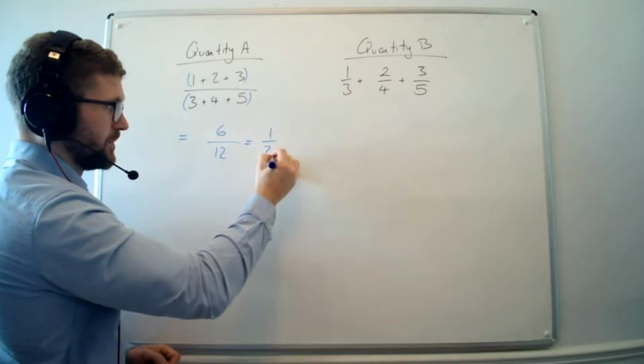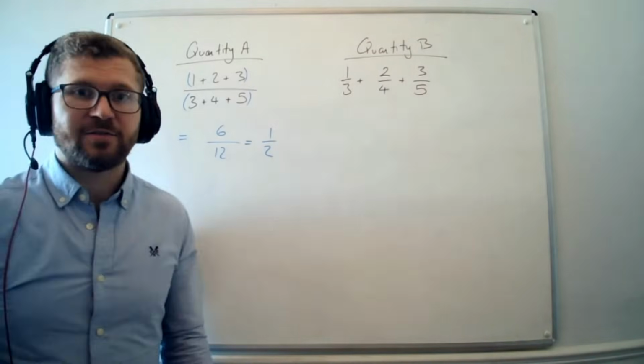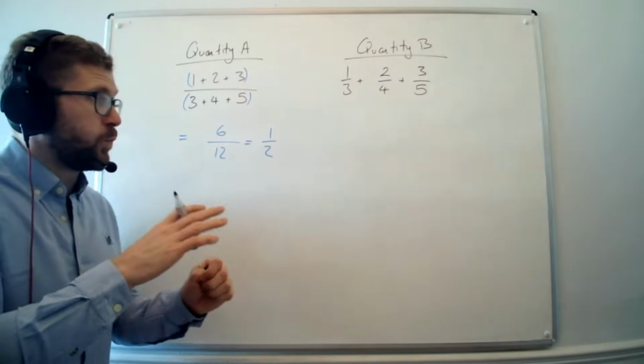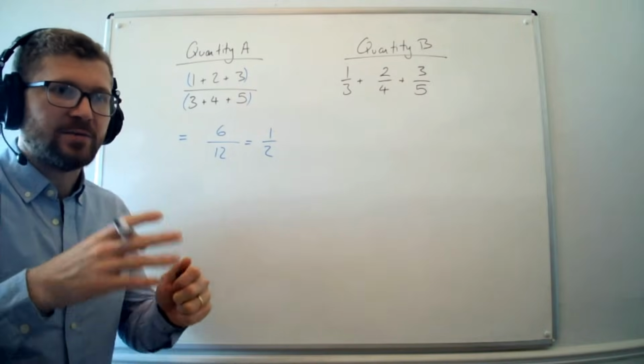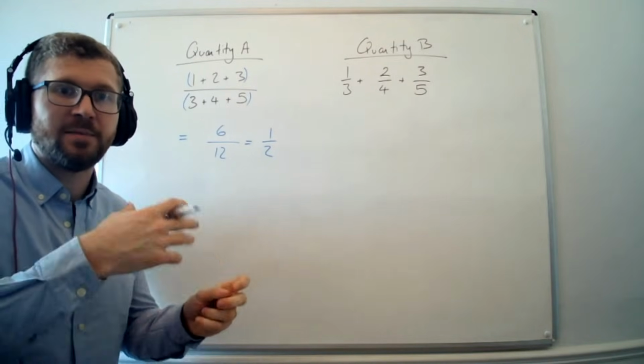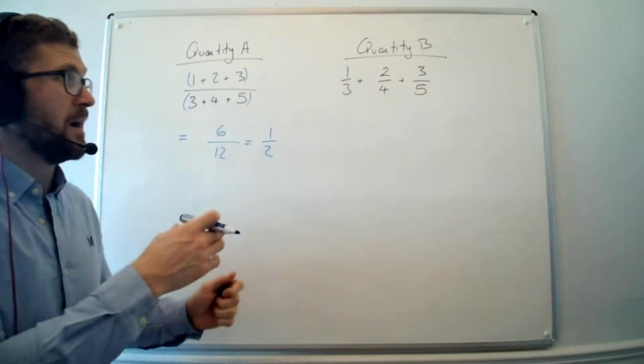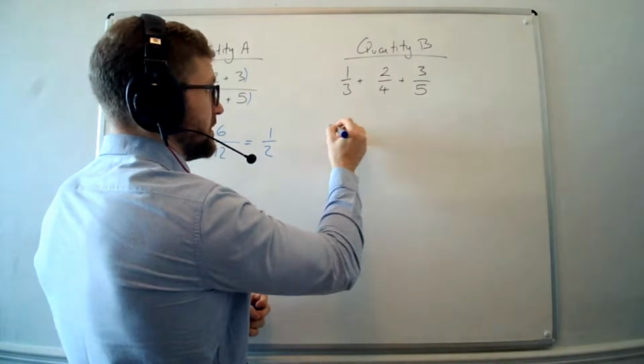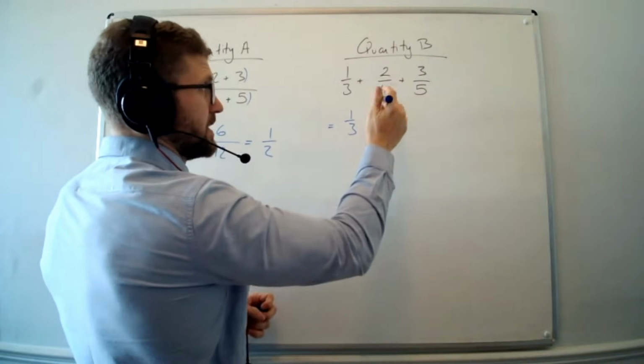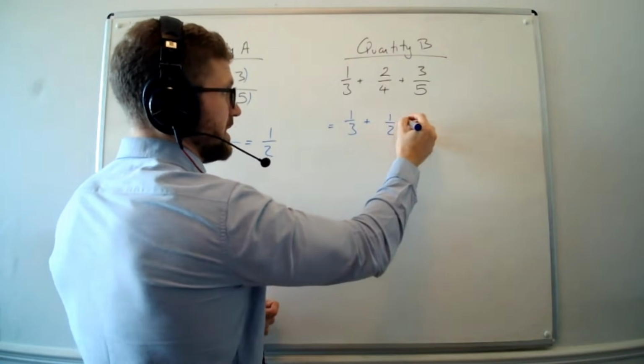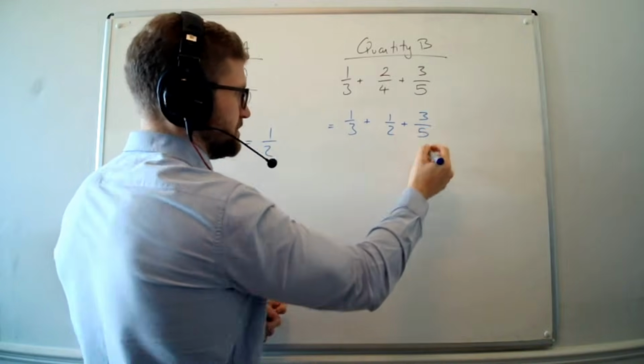And so overall, quantity A is going to give me a half. All right, so one of the other things we want to take a look at here is where can I save time by being as efficient as possible? And I'm going to take a look at quantity B here. I've got a third. I can simplify 2 over 4 to be a half, and then I've got 3/5 there.